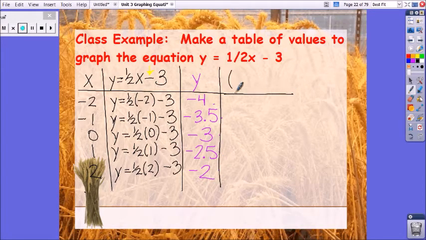Remember, an ordered pair is made of an x and a y. So put your input first, you put your output last.